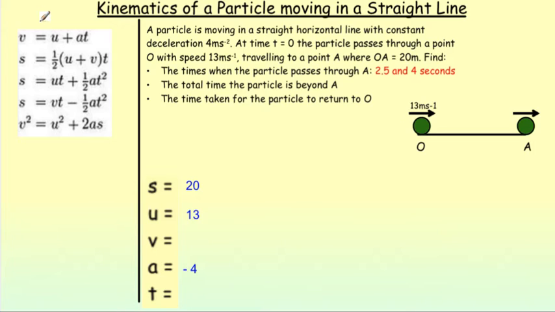Okay, so now we're asked to find the total time the particle is beyond A. Well, as I said, if it takes 2.5 seconds to get to A from O, and then by the time it goes on another bit and comes back, it's 4 seconds before it reaches A again, well then the total time it will be beyond A would simply be 4 minus 2.5, the difference between the two times. And that's simply 1.5 seconds. So that's the answer to the second part. The total time the particle is beyond A is 1.5 seconds.